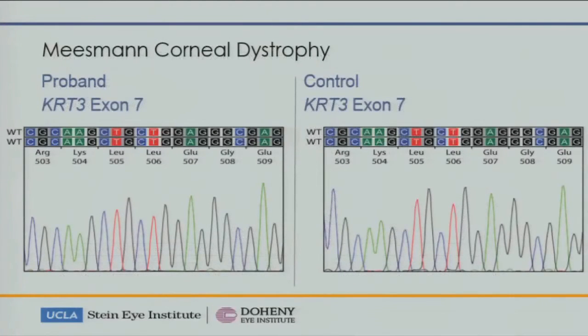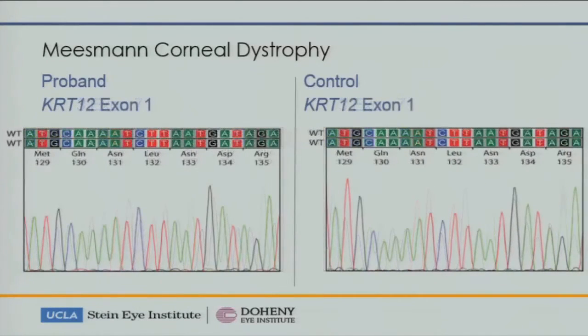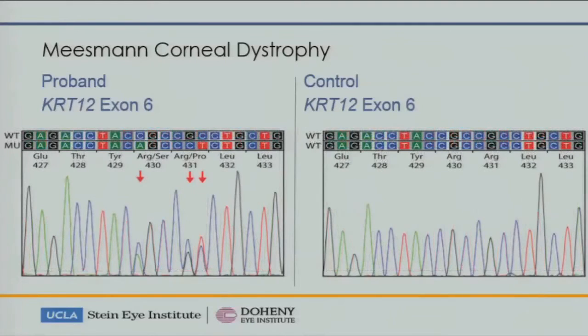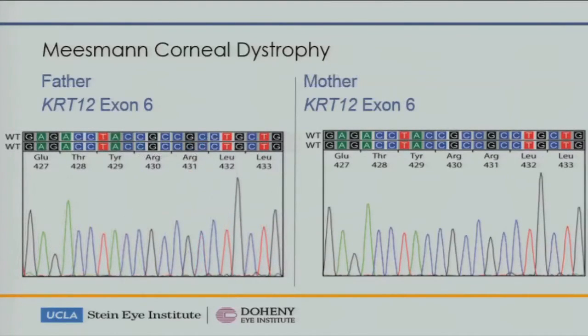So I screened those genes in this patient, and here's the individual does not have a mutation in this gene. In the KRT3 gene, no mutation in exon 1, but lo and behold, did have this change. This is actually what's called an indel. A portion of the DNA sequence had been deleted and a different portion inserted. So in this case, this is an indel associated with Meesmann corneal dystrophy. The father and the mother both did not have that change.